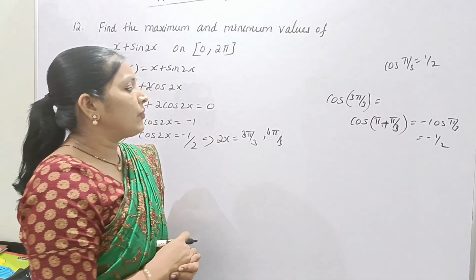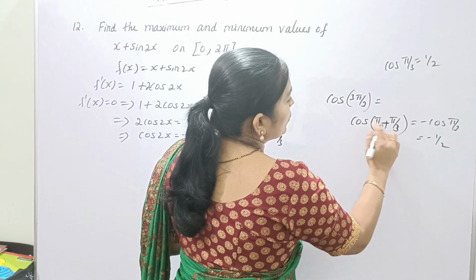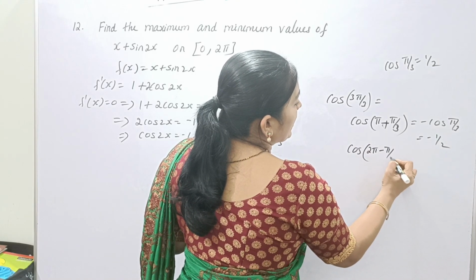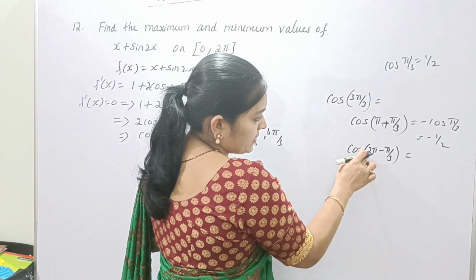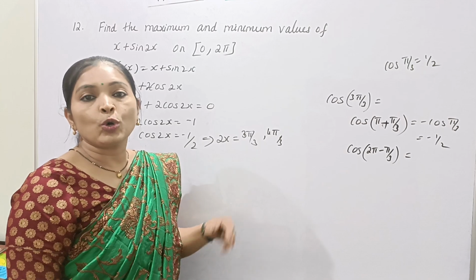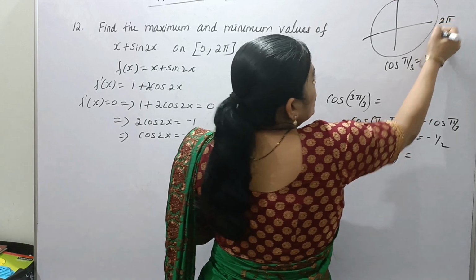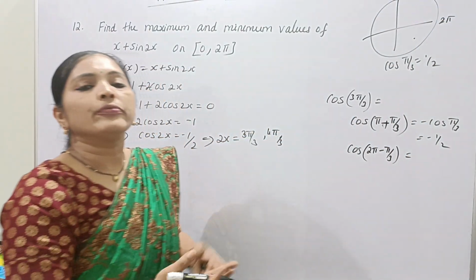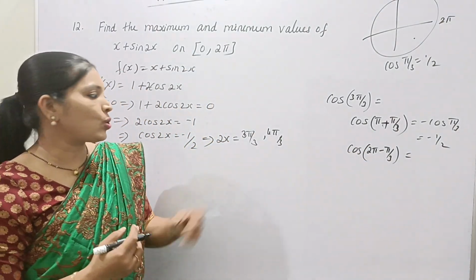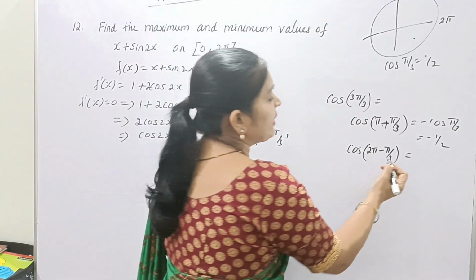Okay, so next, what about 5 pi by 3? See, 5 pi by 3 is nothing but 2 pi minus pi by 3, right? Cos of 2 pi minus pi by 3, see, 6 pi minus pi, that is 5 pi by 3. 2 pi minus means fourth quadrant. We know that in the fourth quadrant cos is positive. So it will be cos pi by 3, that will be plus 1 by 2. So 5 pi by 3 is not a solution, right? So here next, 6 pi by 3. What about 6 pi by 3?